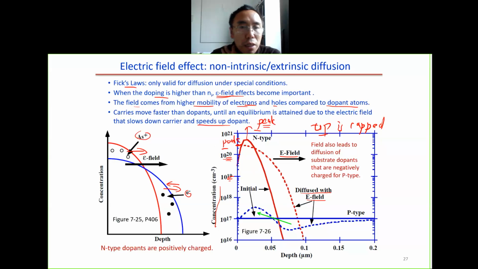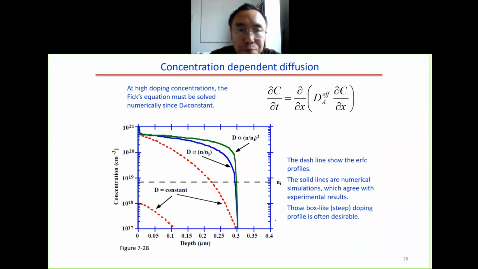Not only the dopant, but also the substrate dopant is affected when we have this field. In this case, it is p-type, so it is negatively charged. Then the profile becomes like this. So we have this movement of the substrate dopant materials.